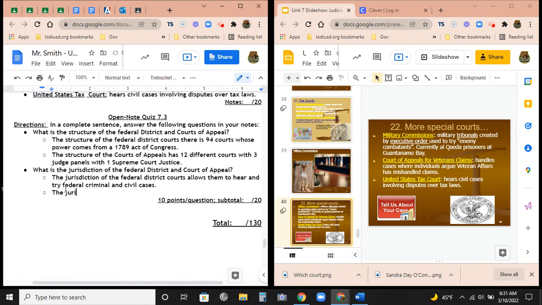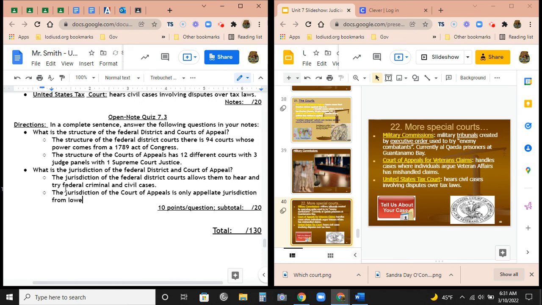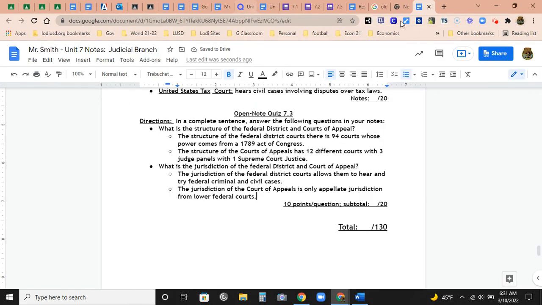The jurisdiction of the Court of Appeals: only appellate jurisdiction from lower federal courts. All right, that should wrap up this slideshow.